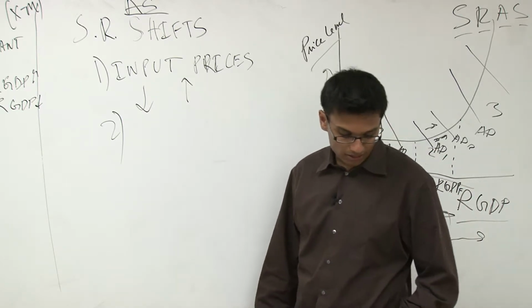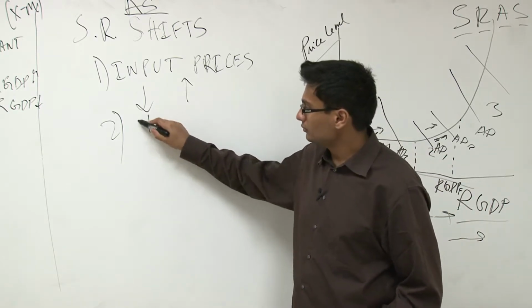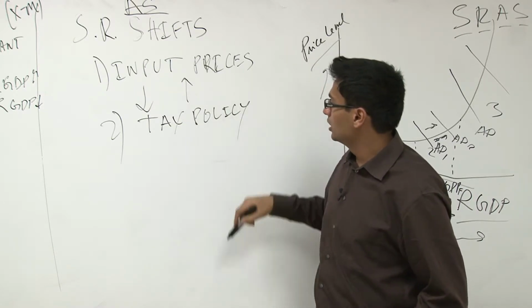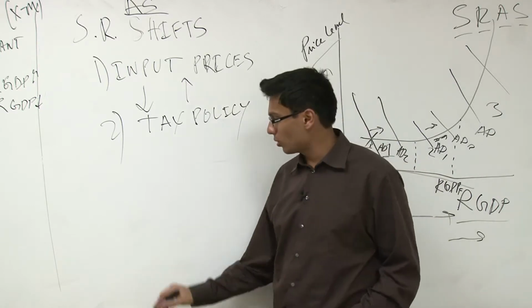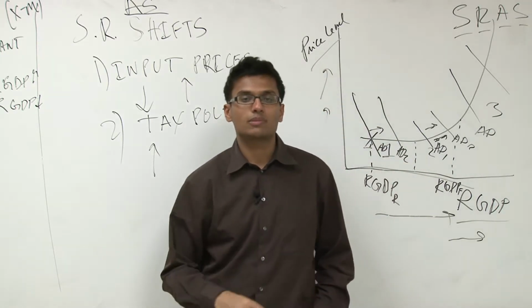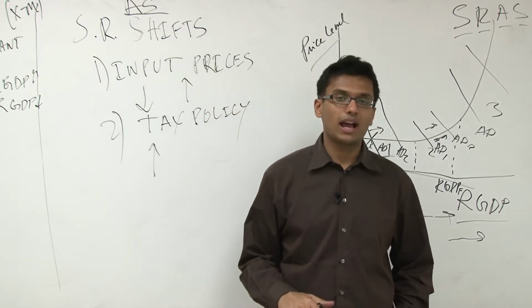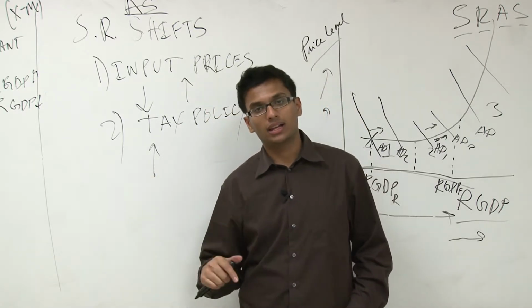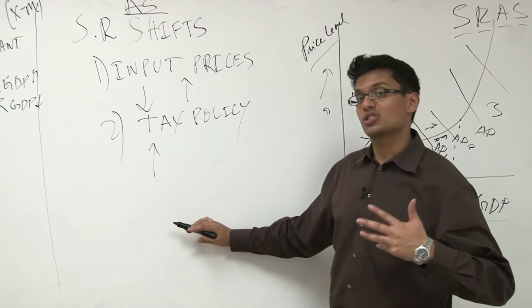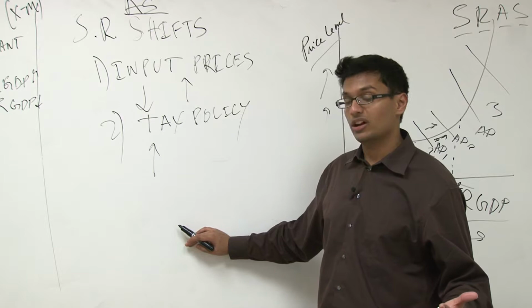Let's talk about tax policy. Why is tax policy important? What if I start taxing Ferraris more? On high-end cars, the government decides, you know what, Ferrari's making too much money, and we're going to start taxing high-end makers like Lamborghini and Ferrari. Well, obviously that's going to create a bad effect on our AS, and our AS is actually going to shift to the left. That's going to create a negative effect.